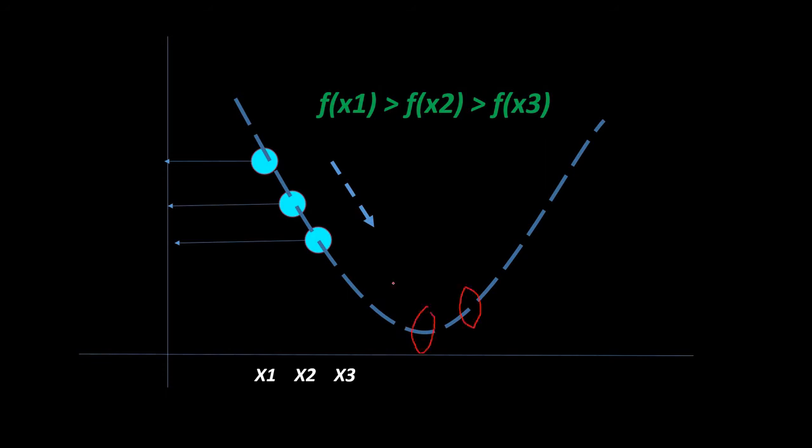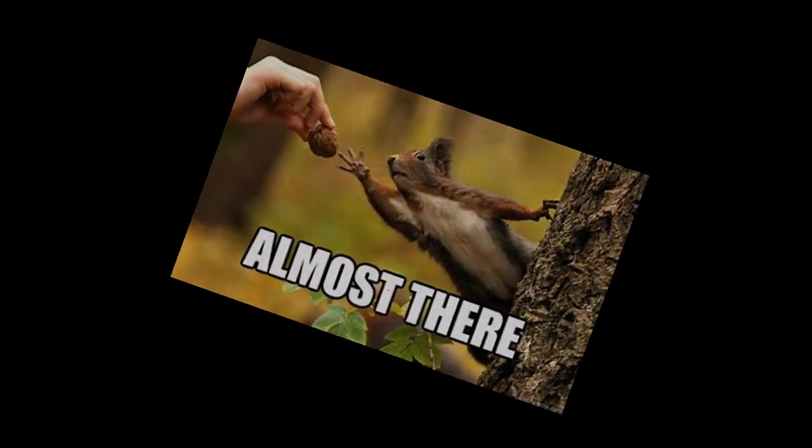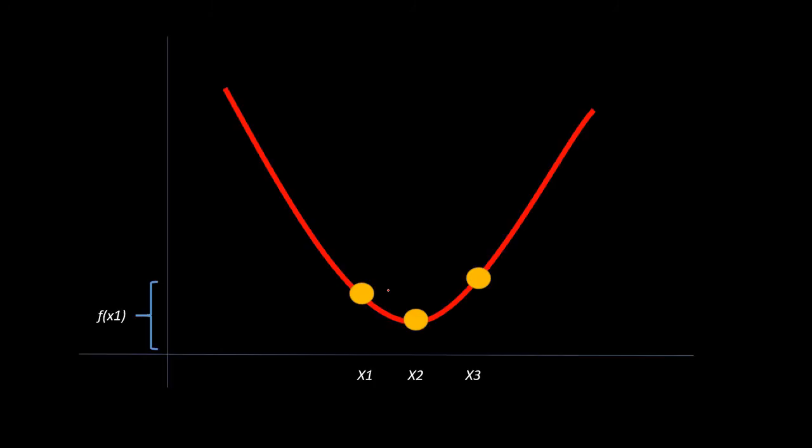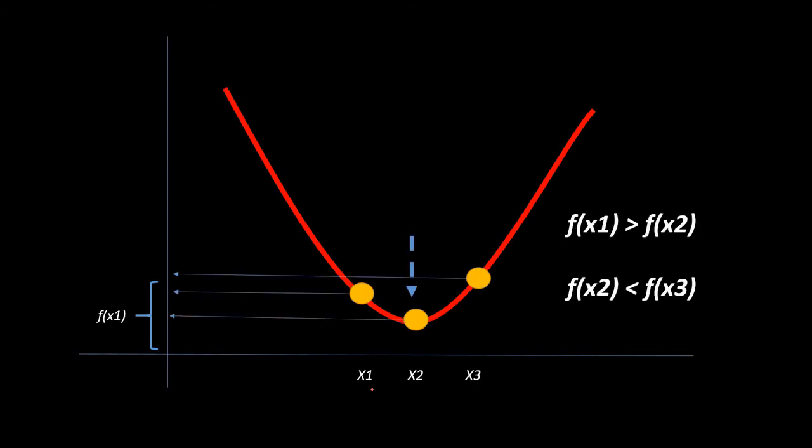These 3 points will come and reach here, and that is when we can say we're almost there. When we reach that point, we have to do the same function evaluation. When we evaluate, we can clearly see that the function value at x1 is greater than the function value at x2. Also, the function value at x2 is smaller than the function value at x3. So the value at x2 is smaller than both x1 and x3.